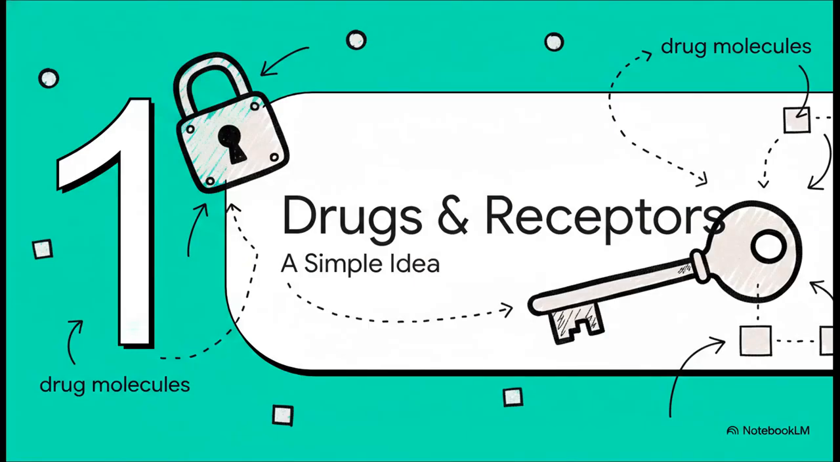So this whole lock and key idea, it has a name. It's called receptor occupancy theory. And the core concept is super simple. The more keys you have turning locks, the bigger the effect you're going to get. It's this really clean cause and effect kind of thing.